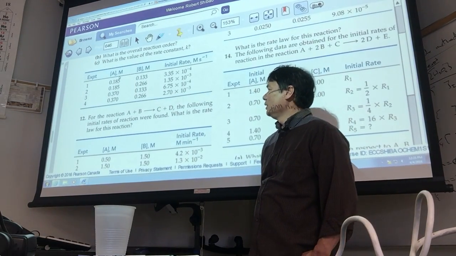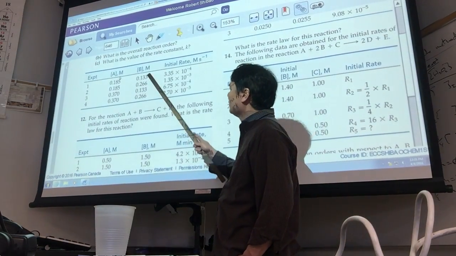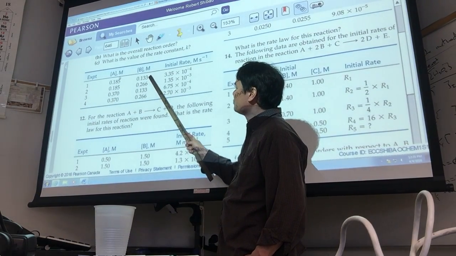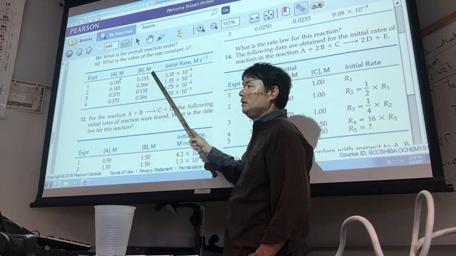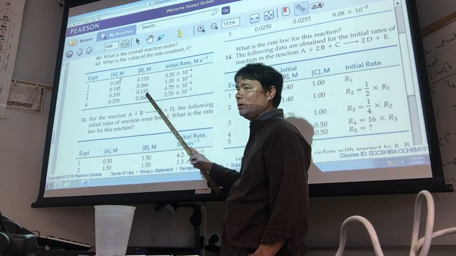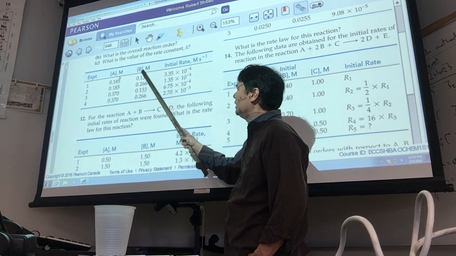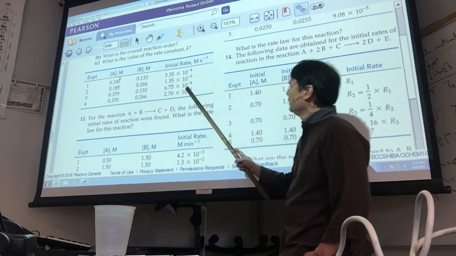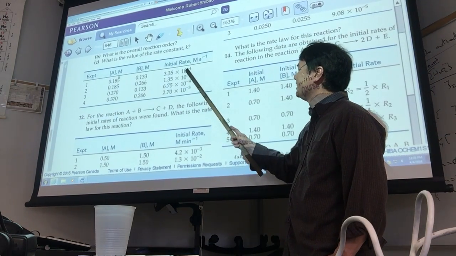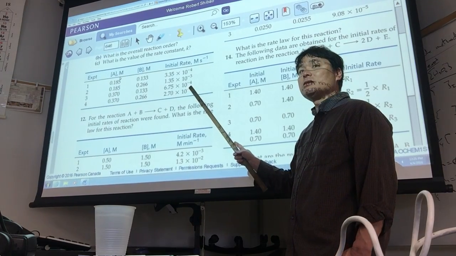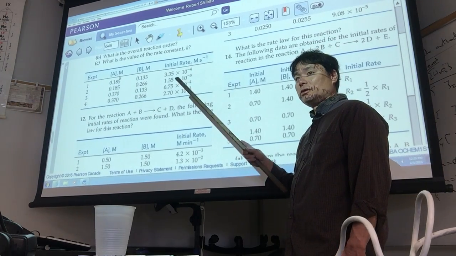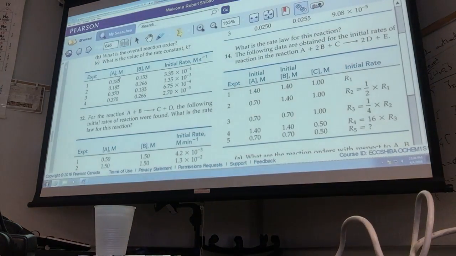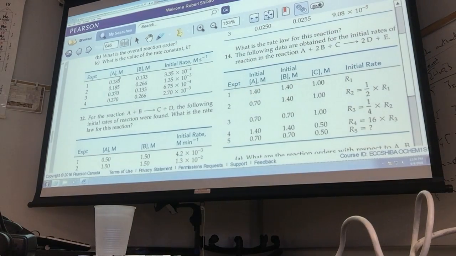But what is the order in A? Well, to figure out the order in A, we have to leave B the same. So look at 1 and 3. In experiments 1 and 3, B is the same, 0.133, 0.133, so that's going to cancel out the impact of B. And then we double A. And so if we double A, what happened to the rate? The rate doubled. That means it's first order in A. So in other words, we did this particular problem.